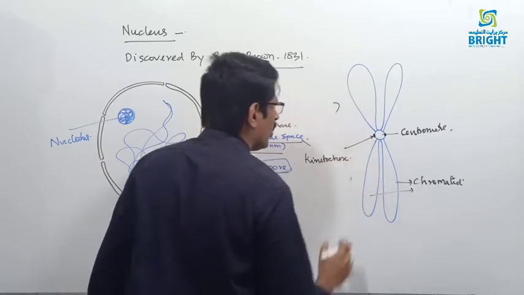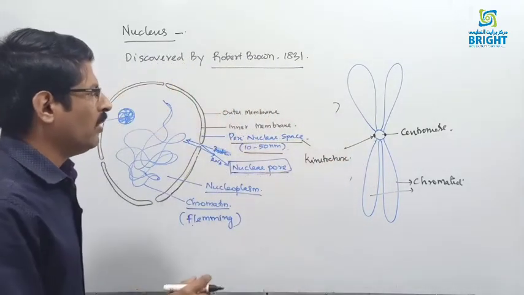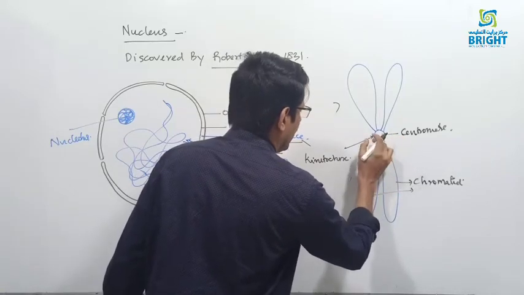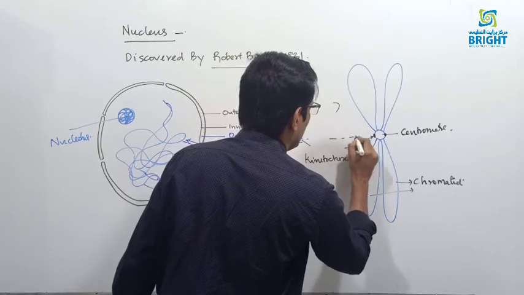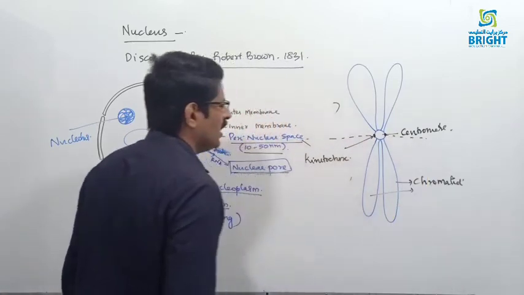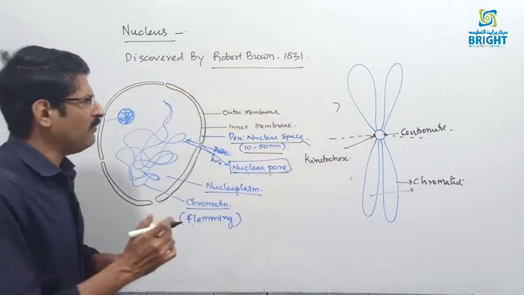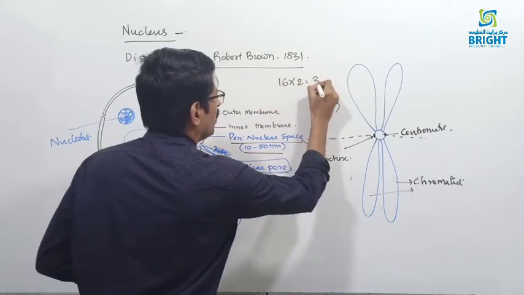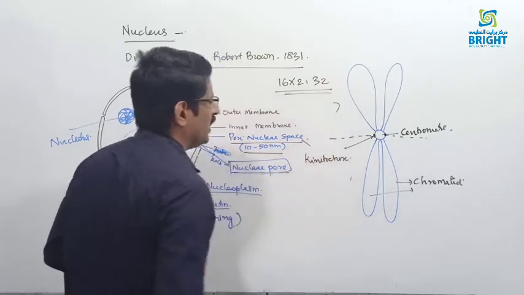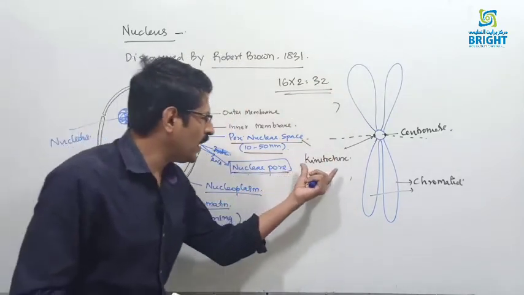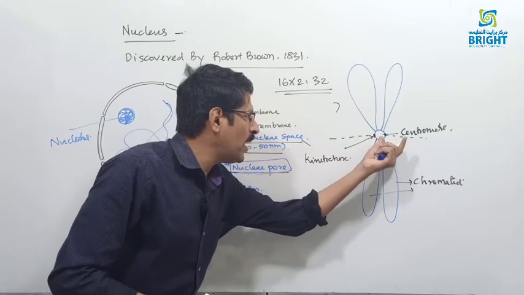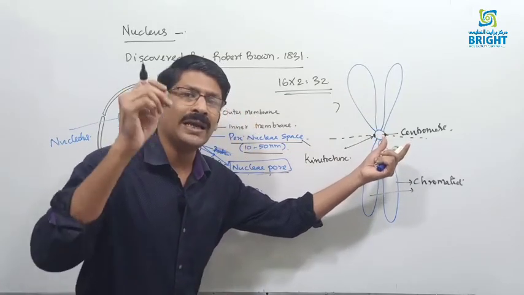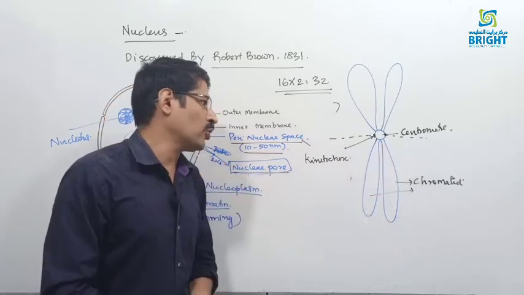So each chromosome has two kinetochores, one on this side and another on that side. Each kinetochore is a site of attachment of spindle fiber from either side. If a cell carries 16 chromosomes, it has 16 into 2, that is 32 kinetochores, inside the cell. So the number of kinetochores is very important. Each chromosome has two kinetochores. The kinetochore is a discoid proteinaceous structure, and it is a region for attachment of microtubule.